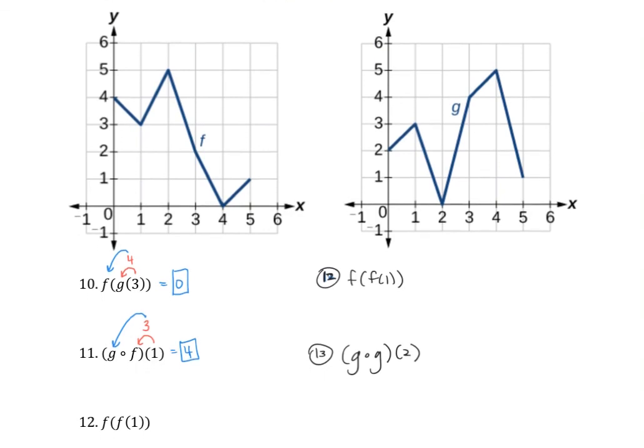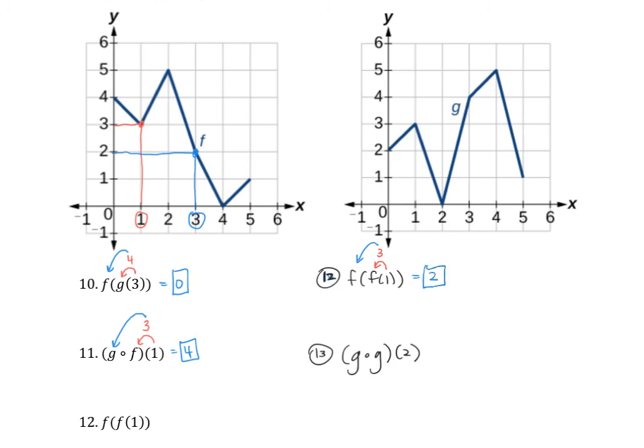So this really is just trying to show you that you don't have to necessarily combine or compose two different functions. So for number 12, you're going to use the F function twice. The first thing you're going to do is find F of 1. So you're going to go to the F graph, the X is 1. You're going to find the corresponding Y value, that's 3. So this is 3. And now we have another F, so we're going to have F of 3. So I'm going to go back to the F graph, find 3 on the X axis, find the corresponding Y value, which is 2. So the answer is 2.